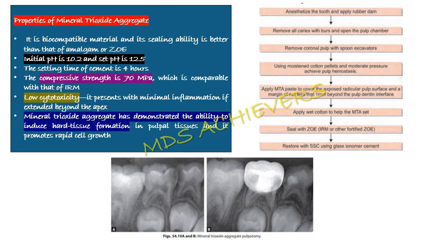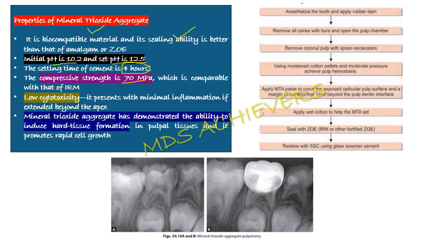The properties of MTA: first, it is biocompatible, that's why we are using it in the body, and its sealing ability is better than amalgam or ZOE. It has an initial pH of 10, and then it sets to a pH of 12.5. The setting time of the cement is 4 hours, that is, by the end of 4 hours it will be very hard, and the compressive strength is 70 megapascals, which is comparable to IRM, and it has low cytotoxicity. If at all it is extended beyond the apex, sometimes called over obturation, then also there is no problem.